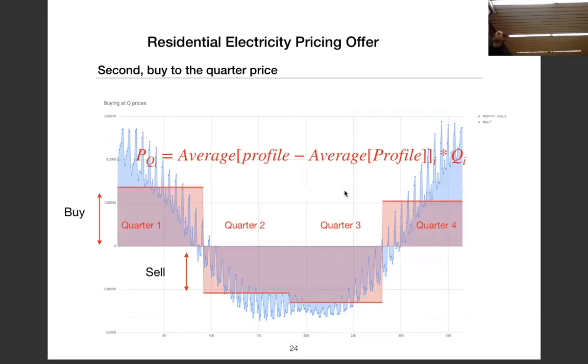So then what I do is, okay, now I buy quarter products. I take my profile, take the difference between the profile and the average over the year, and then I sell the difference on a quarterly basis here for summer, and I buy the difference here during the winter. And so like that, by buying shorter time products, I will try to rebuild the synthetic load profile, but with different kinds of energy products.